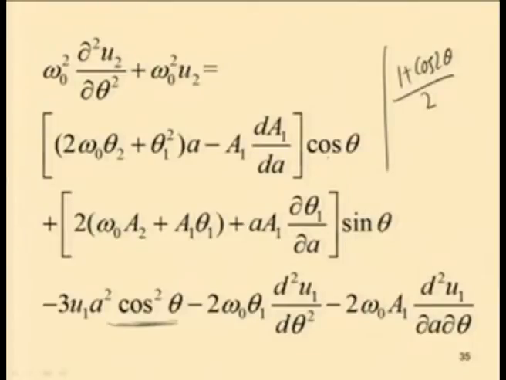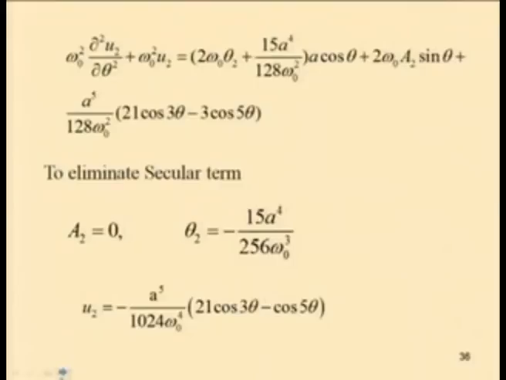To eliminate the secular term, we have to substitute this part equal to 0. Similarly, we have to substitute this part equal to 0. So, by substituting this equal to 0, what can we get? In this case we can obtain this. So, this is the equation after simplification.